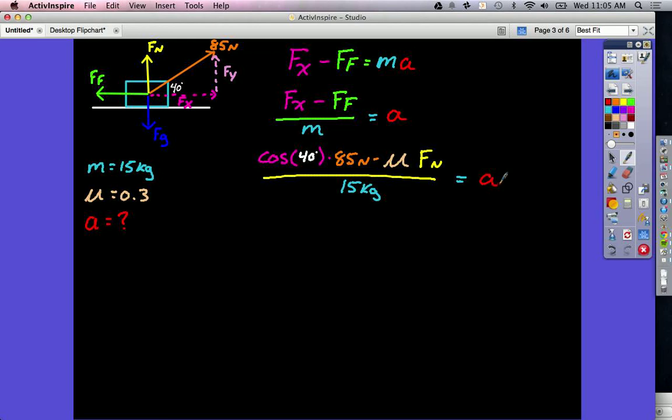Now I know the coefficient is 0.3. I have that, but I do not have the normal force. We have to solve for the normal force before we can move on. So hopefully you realize this box is not accelerating up, and it's not accelerating down. It's not accelerating at all in that up and down direction. Therefore, there's no a for the add up all the forces equals ma.